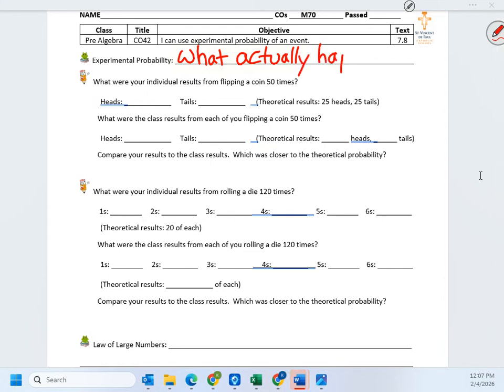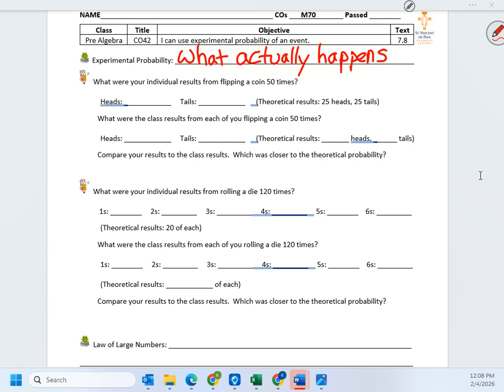Now, every once in a great while, you will have somebody say, oh, I actually got 25 heads and 25 tails. So my experimental probability matched the theoretical probability. Is that going to be the case for everyone? No. So you could experimentally get what the theoretical probability was. But the chances of that happening are pretty small, right? It is not going to happen for everyone.